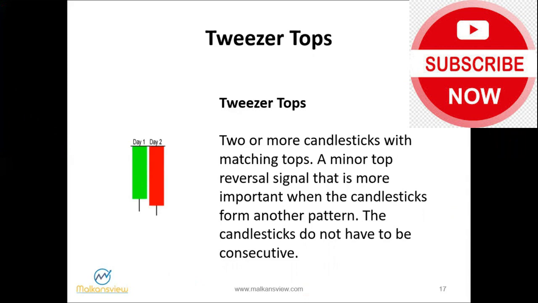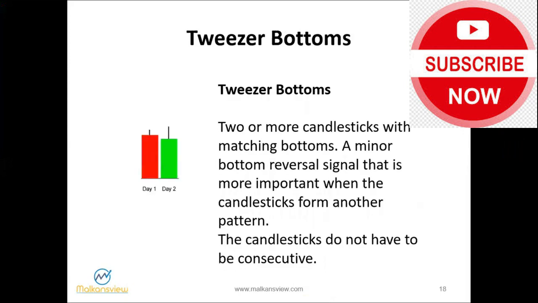Sometimes you can even have one small candle in between the two, which makes it a three-candle pattern: one green, then a small candle, and one red, which has the same high. That's your tweezer top, and a tweezer top, of course, is bearish. Similarly, we have the tweezer bottom, which could be bullish, right?